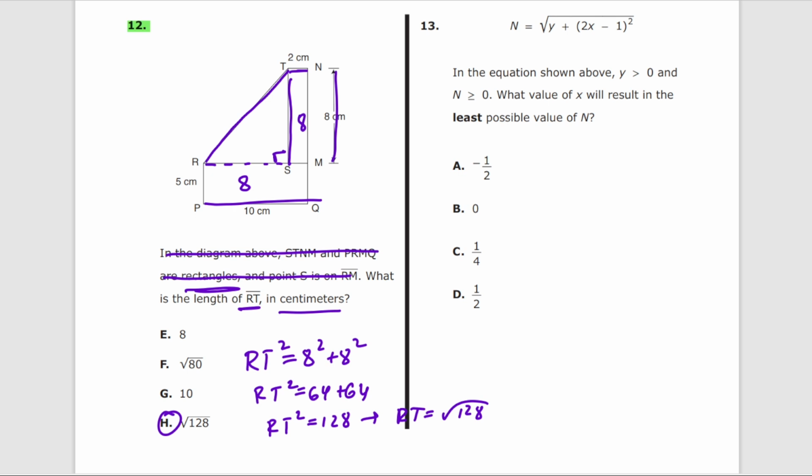Typically, they would also try to make it more complicated by simplifying the radical. So if you're going to do this, for example, it's going to be 8 root 2. Maybe that was the answer, or that could be the answer. But they didn't ask us this time, so that's just root 128.